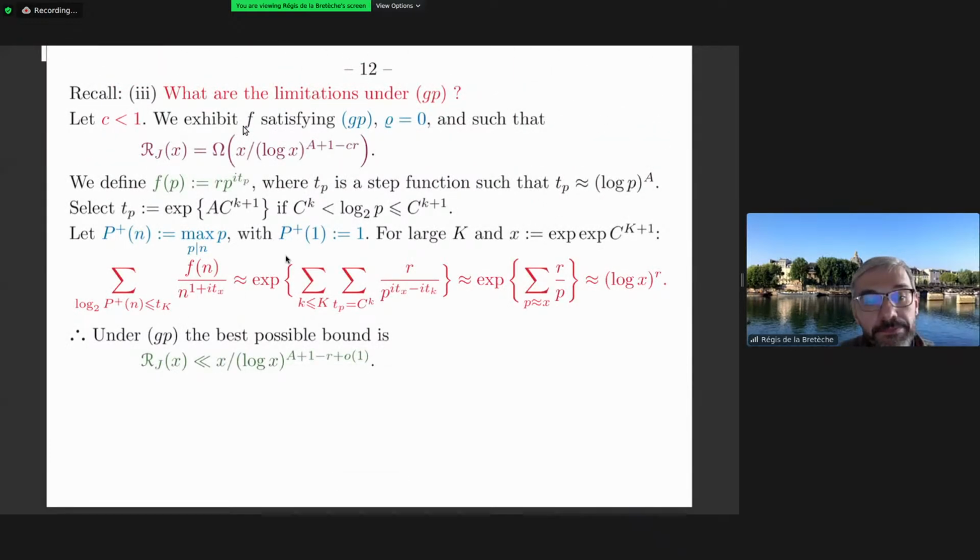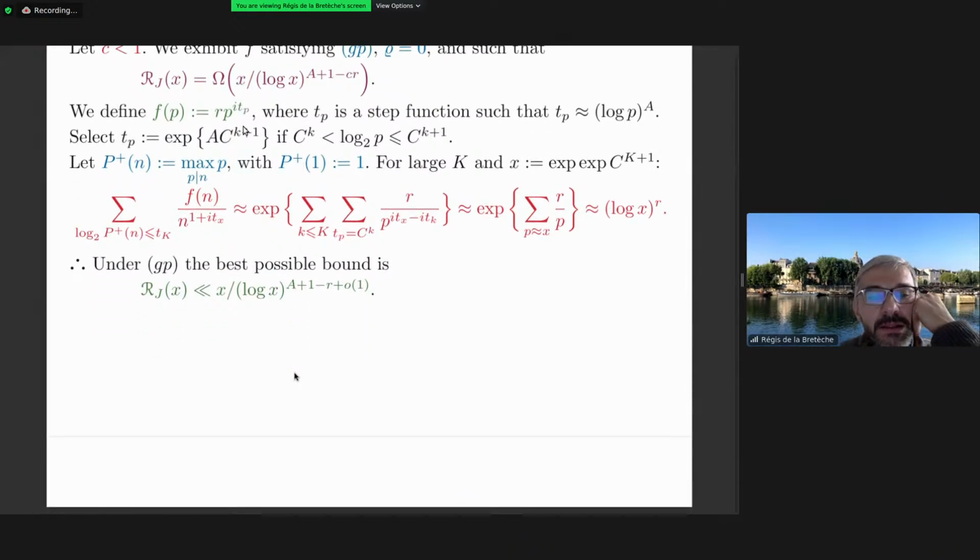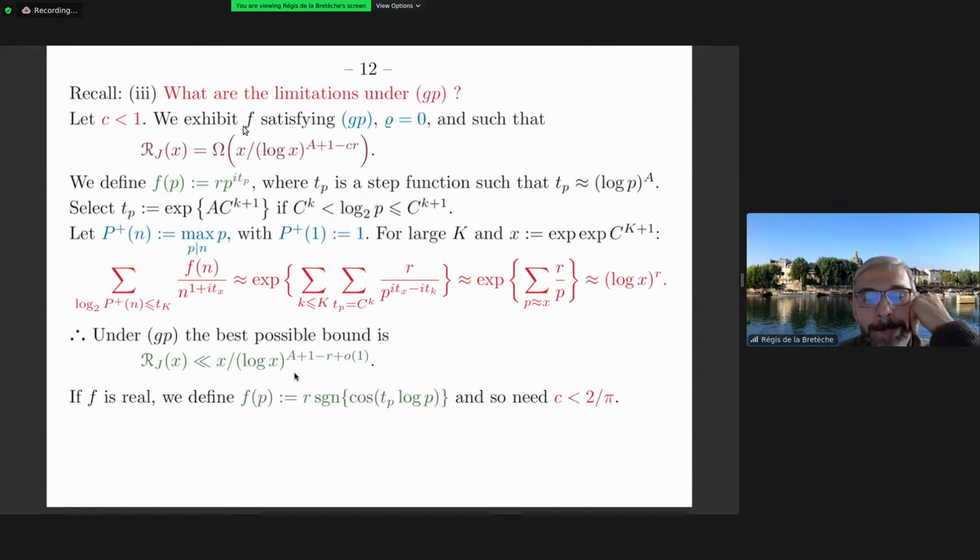because we can show that there is a best possible bound here, and it's nice to have such a limitation under GP.